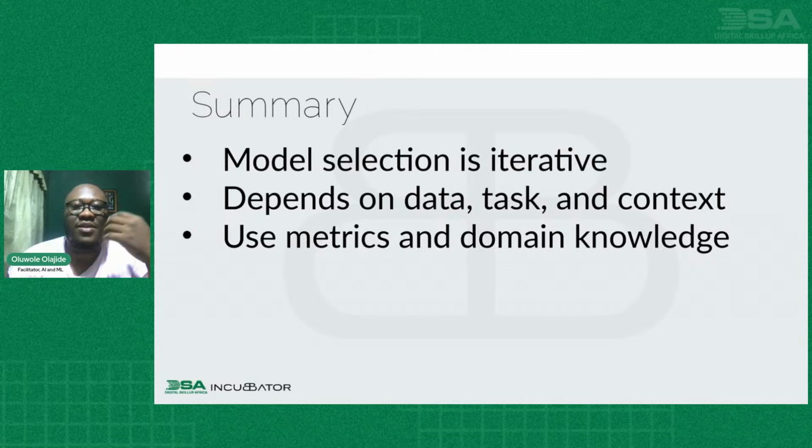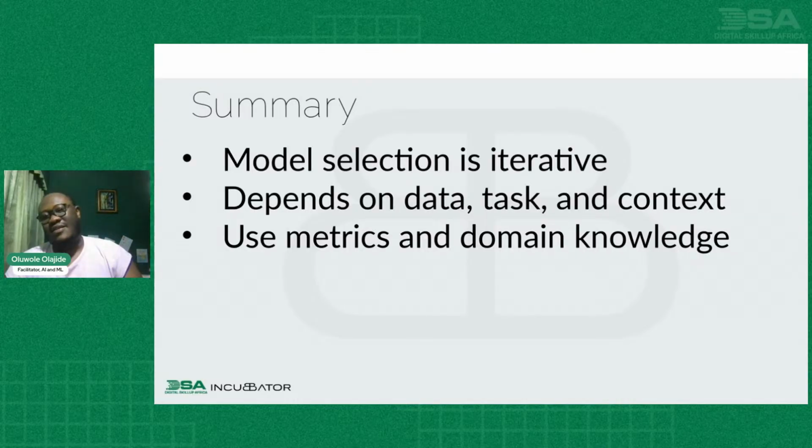Exactly. So we talk about model selection being very iterative. It depends on data, task, and context. Then you use metrics and domain knowledge. You must understand that domain you want to work on, what is going on in that domain. So that's why you find that when I open our project work, we start to talk about your problem statement and things like that.